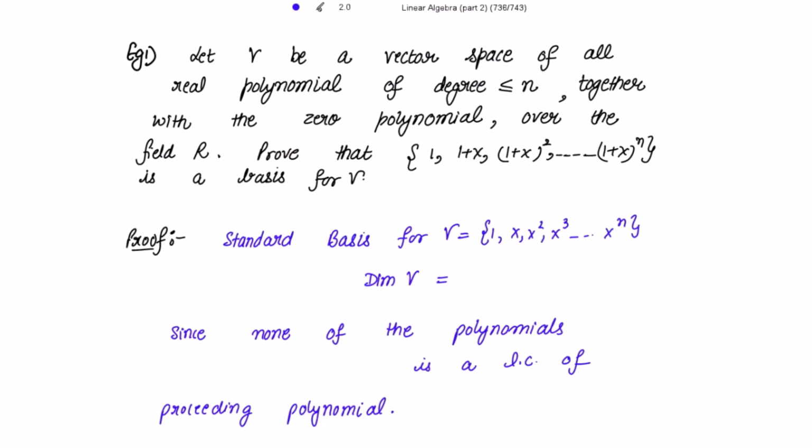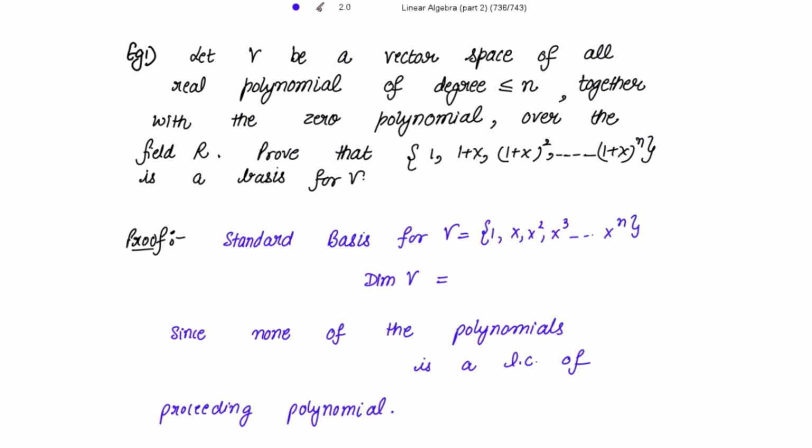So first of all, we have to prove that this is linearly independent. How many elements are present in this set which we have to prove is a basis? Total number of elements is n plus 1, right? And the dimension of V, we will see that, okay? So if these two match in number, then we say that this forms a basis for V.